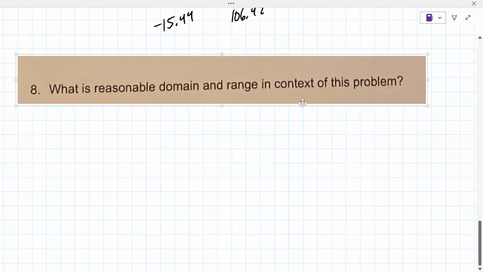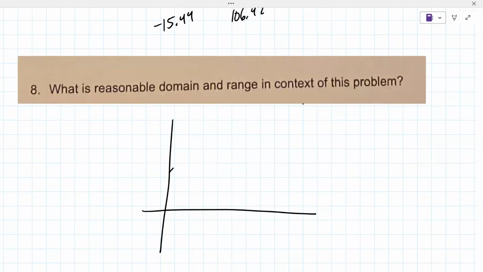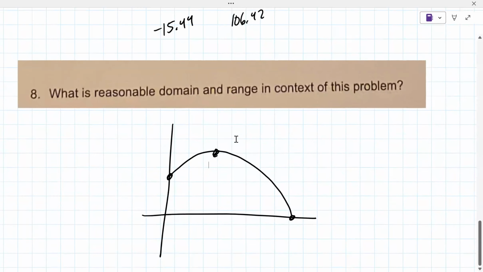Okay, what is the reasonable domain and range in the context of this problem? So think about what you're doing. What's the physical situation here? I am driving a car on the highway. Okay, so can you drive the car negative miles per hour? No. Can your miles per gallon be negative? No. Okay, so this is why I asked you for the vertex.